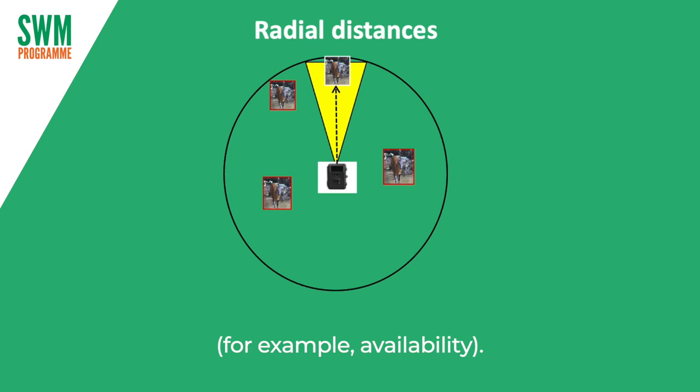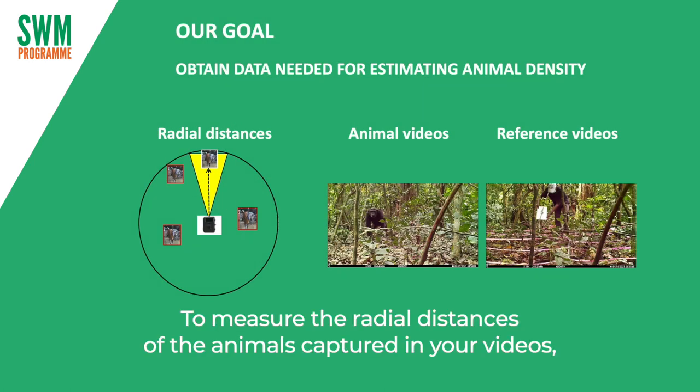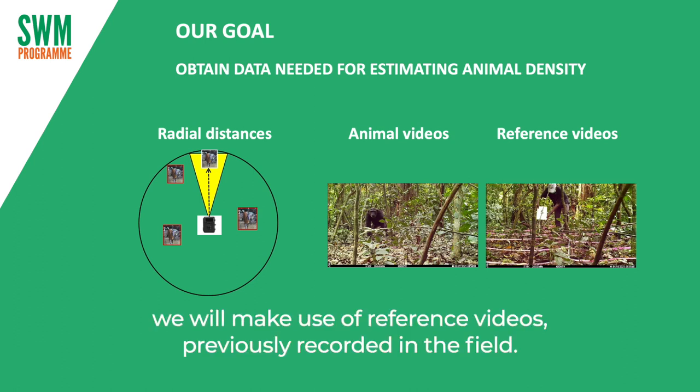Depending on the species, you may also need other data to get a reliable density estimate, for example, availability. To measure the radial distances of the animals captured in your videos, we will make use of reference videos, previously recorded in the field.